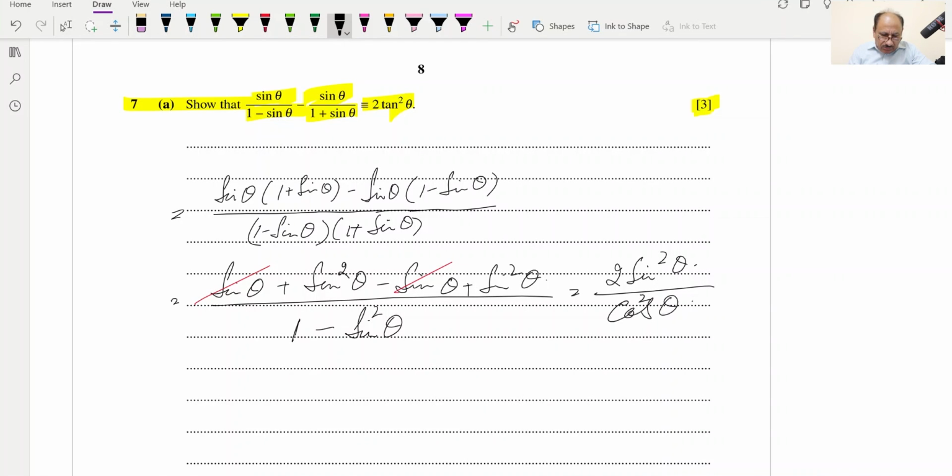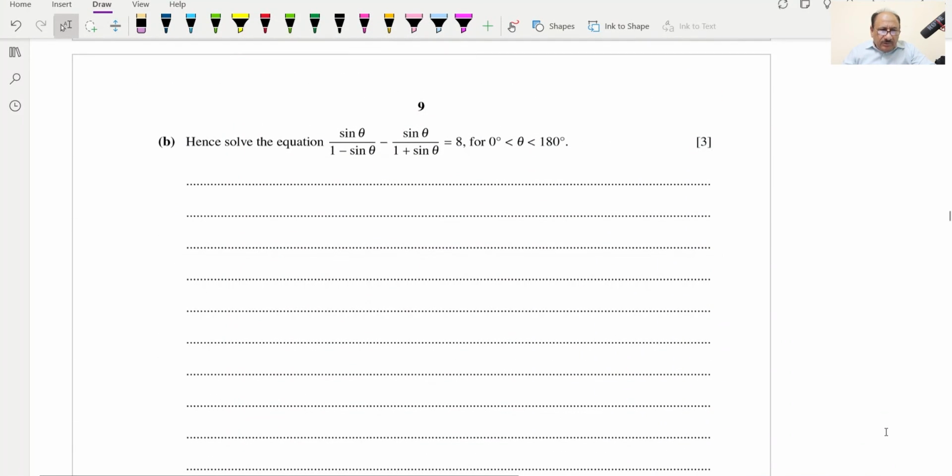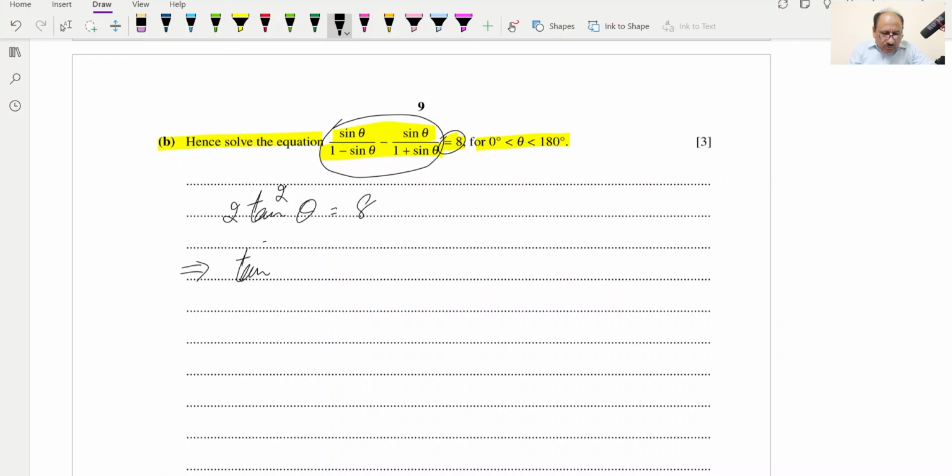So we can write 2 sine square theta over cos square theta, which will be 2 into tan square theta, and this is the thing which we wanted to prove, and we have shown this. This is the 3 marks part which we have done. Now B part says, hence solve the equation, this is the same thing, equal to 8 for this range. So this side is 2 tan square theta, and equal to 8, and this implies tan square theta is equal to 8 by 2, which is equal to 4.